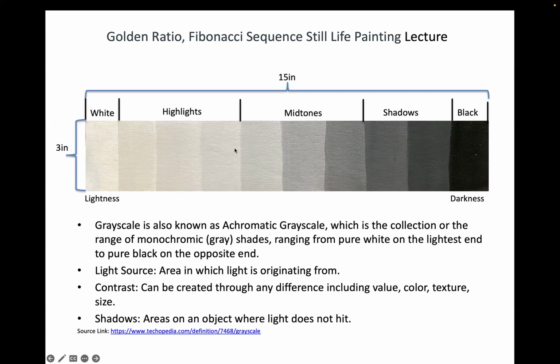These are things I wanted to explore because it's always the question, how much should I add? And also thinking about the question of where the light source is coming from, or the areas in which the light is originating from. How do we develop contrast, which can be created through any differences, including value, color, texture, and size? And then finally, the shadows, which are the areas on the objects where light does not hit. All of these are explorations we'll do at home in our studios, but also by experimenting with paint itself.